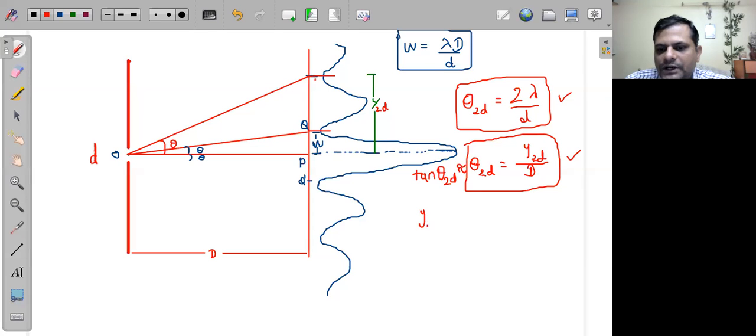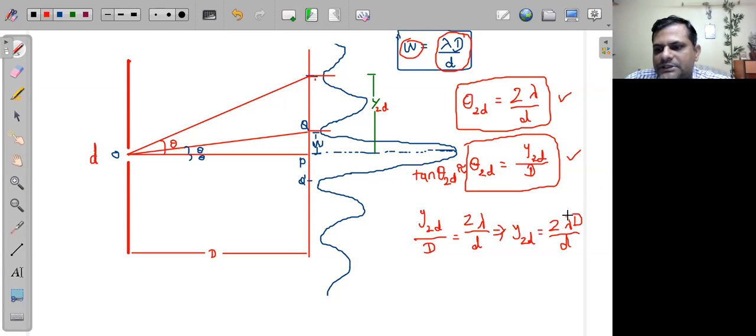So we can just get that y2d upon capital D is going to be equal to 2 times of lambda upon small d. When this capital D is transferred to that side, then we can get the expression for y2d finally, which is obtained as 2 times of lambda capital D upon small d. And I already remember that this lambda capital D upon small d is going to be w, right?